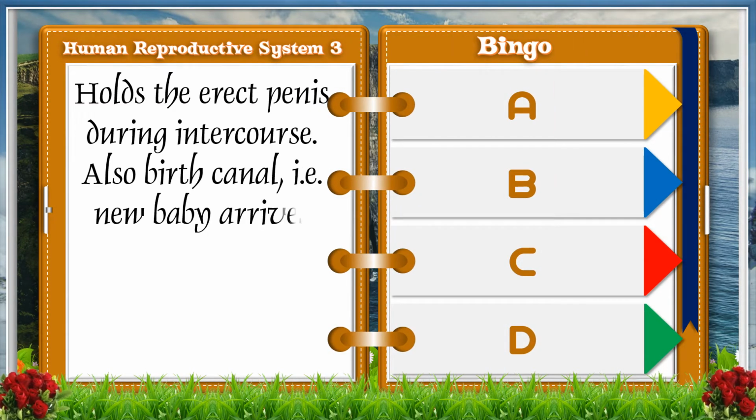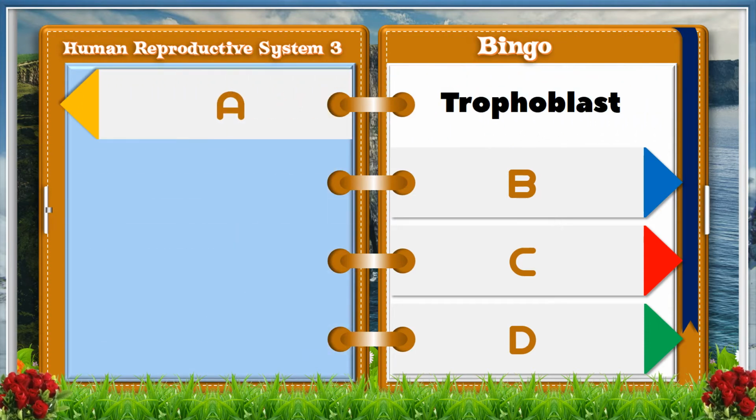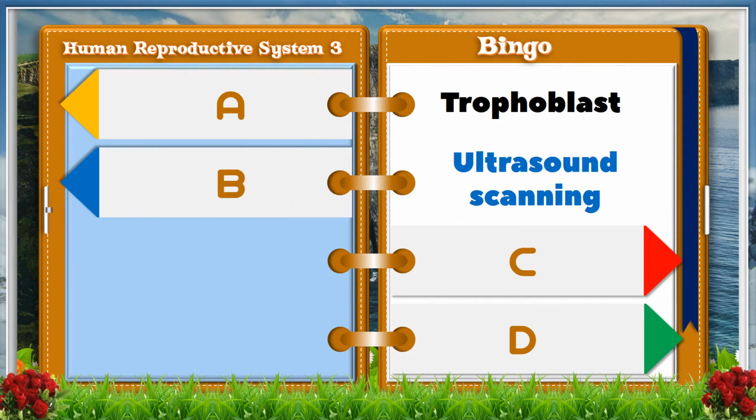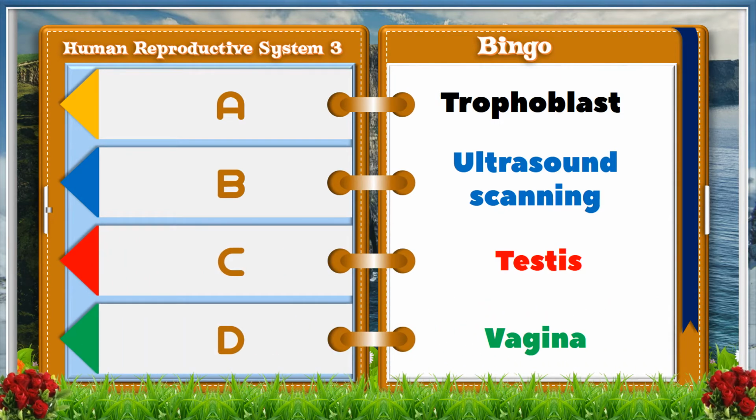Holds the erect penis during intercourse. Also birth canal, i.e. new baby arrives into the world from the uterus, what we call the womb, through here. A. Trophoblast. B. Ultrasound scanning. C. Testes. D. Vagina. And the answer is D. Vagina.